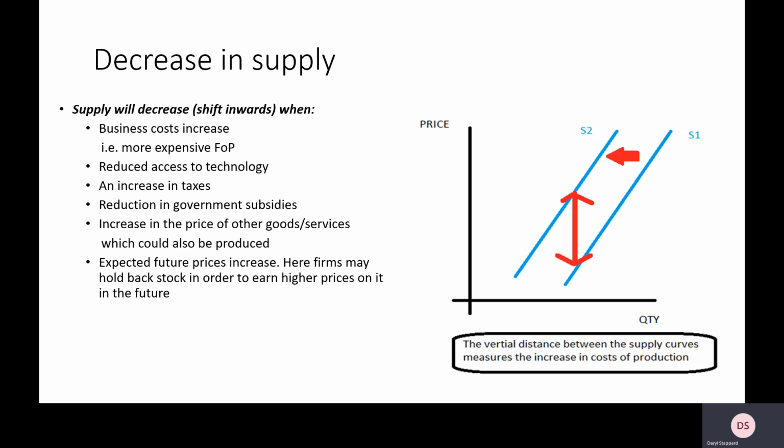It could be an increase in the price of other goods and services, which could also be produced. And then finally, I've put down here expected future price increases. The idea could be if firms are worried about prices increasing in the future, then they might hold back stock to earn a higher price on it in the future.